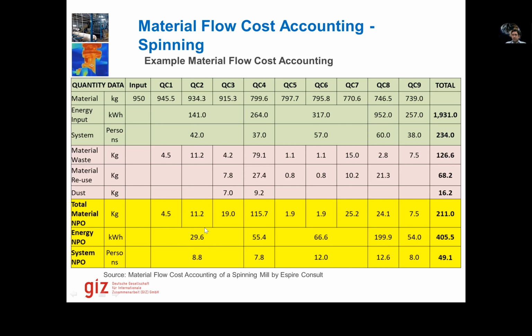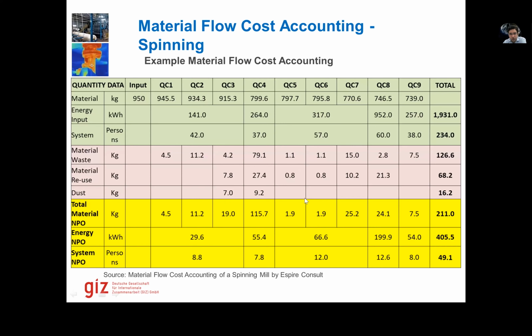This energy was not used to produce the material or the product output. It was used to produce NPOs. So the same fraction that goes into kilograms of NPOs against the input quantity of kilograms of material can be assigned to the input of kilowatt hour as well. And the same percentage or fraction can then be assigned to the number of persons.